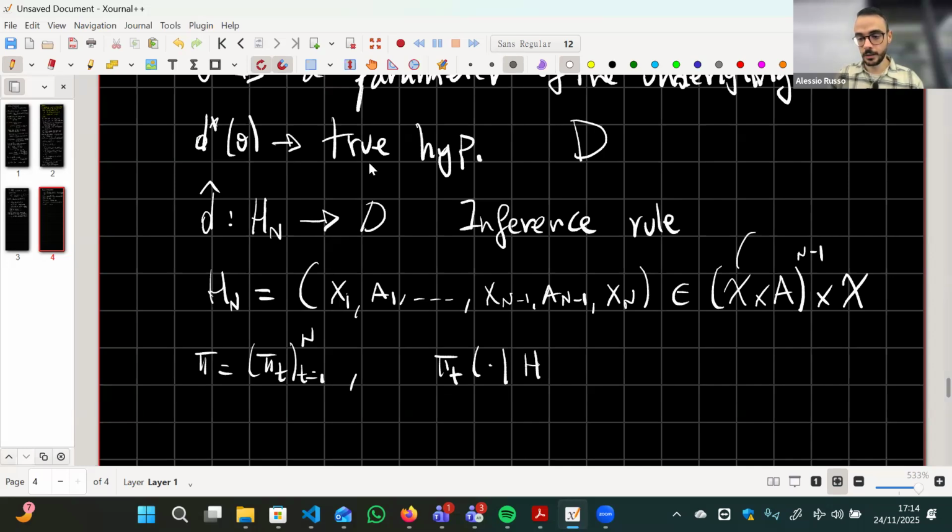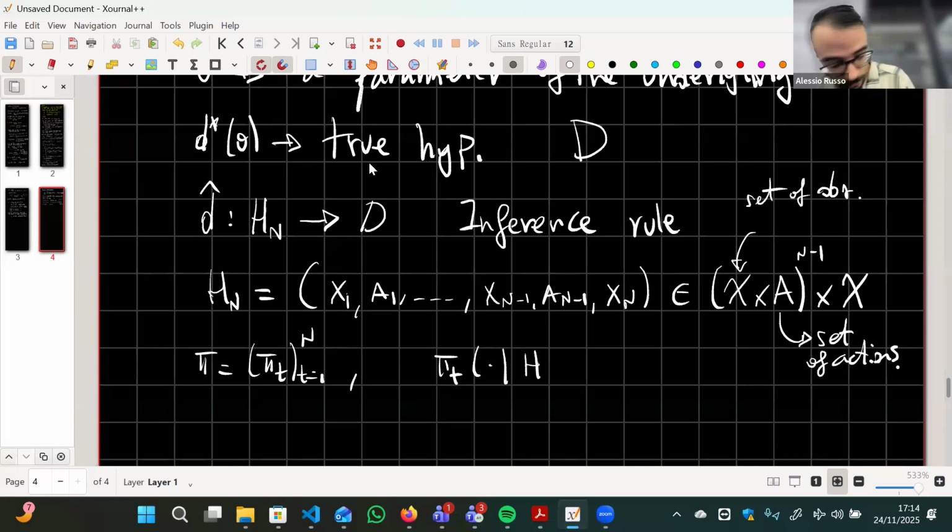We define this calligraphic X to be the set of observations, capital A to be the set of actions. So we are taking this Cartesian product between X and A, and then we do this product n minus 1 times, and then we do an additional Cartesian product with the set of observations, and this represents the entire set of trajectories up to time n.